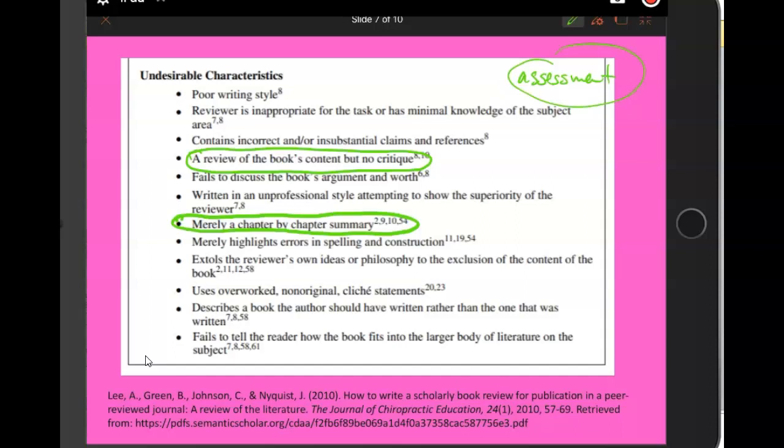And then some other things here. I don't know what this means: use overworked, non-original cliche statements. Some people always say this in writing tips, and I'm never quite sure what they mean. But again, avoid cliches, I guess. I can't give you an example right now of a typical cliche for a book review. Doesn't mean that you can't use certain phrasing that you see in another book review, so keep that in mind as well. So let's look at some examples.